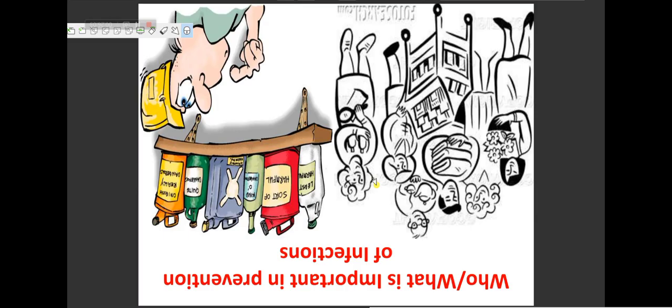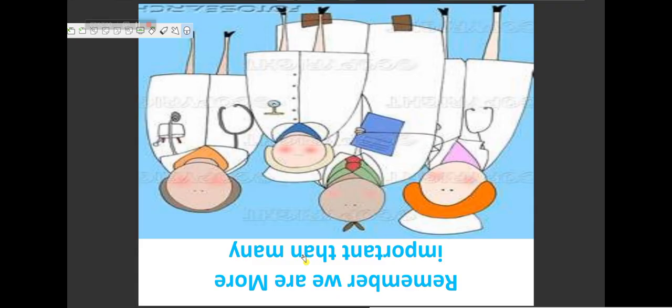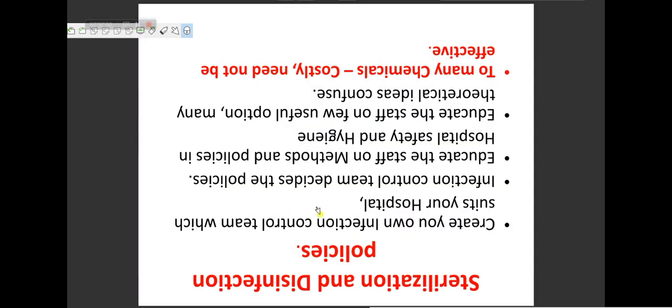So basically, staff should always maintain hygiene. Staff should always take care of the instruments, take care of the OT, and try not to bring things into the hospital which are not required, right? These things are important and they can prevent infections, right? Remember, we are more important than many, right?